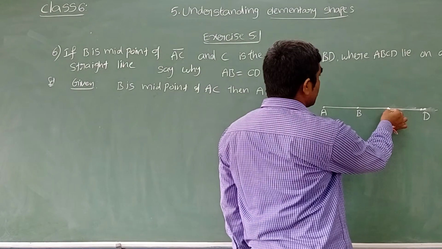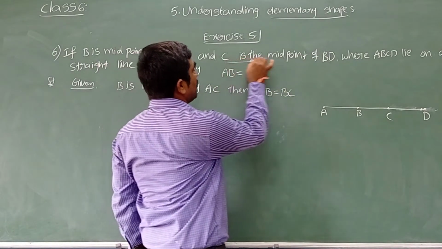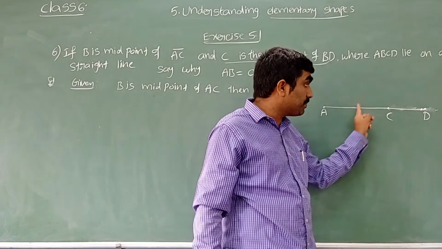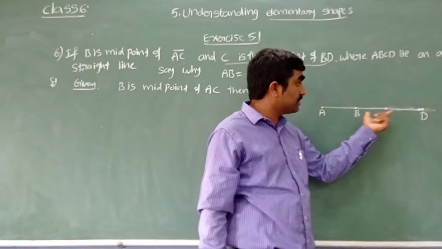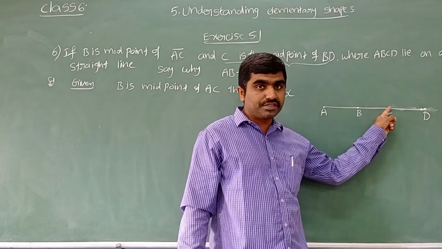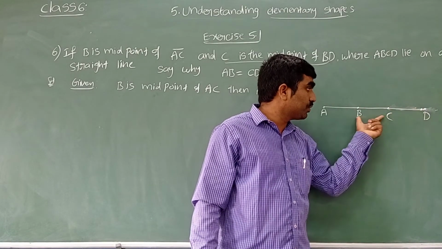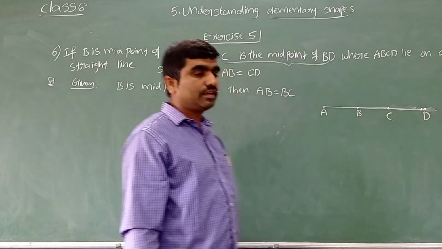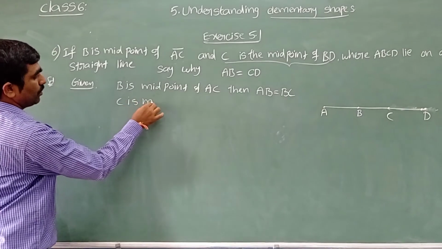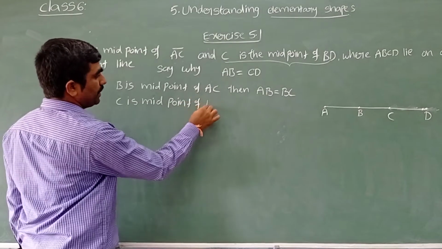See about C, what they said here: C is the midpoint of BD. C is the midpoint of BD means what? C divides BD into two equal parts, meaning the length of BC is equal to the length of CD. That is the meaning of midpoint C. C is the midpoint of BD means C divides BD into two equal parts, BC is equal to CD.